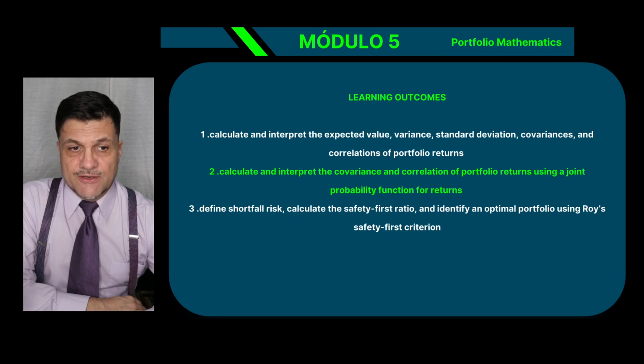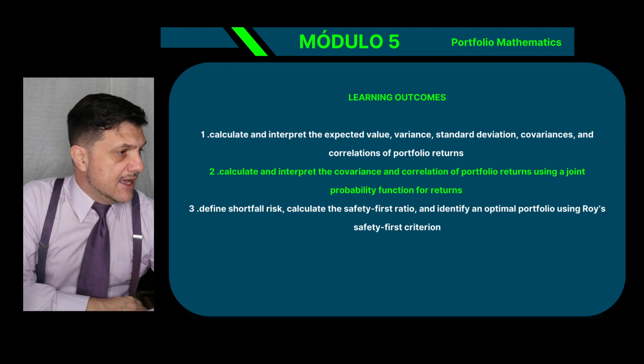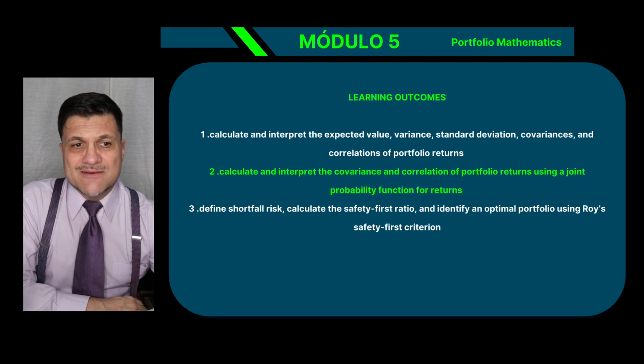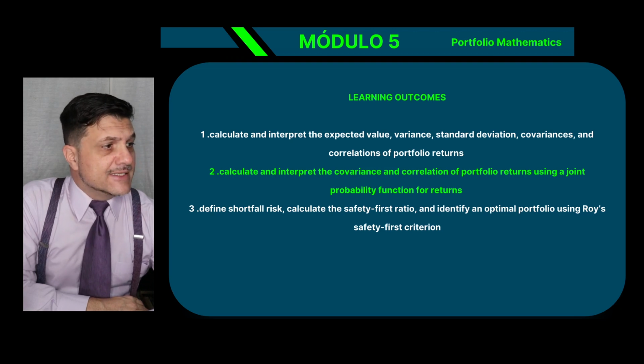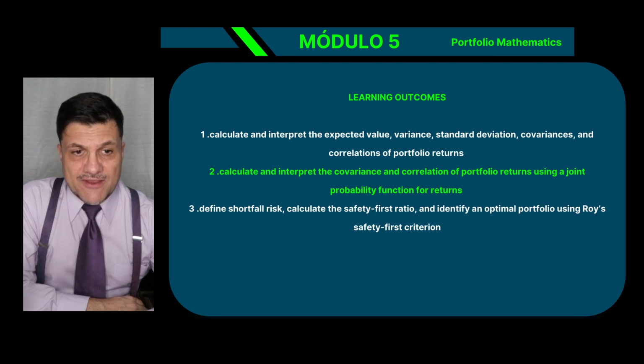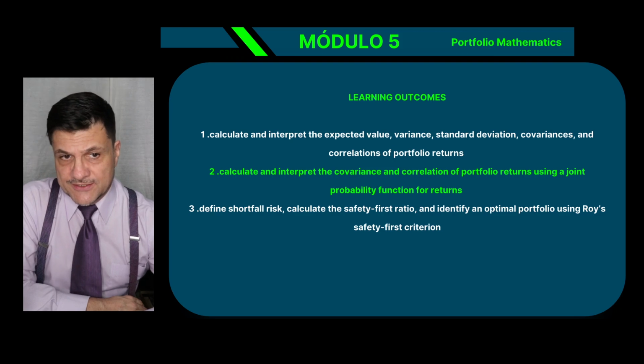All right, friends, there we go. So those are the learning outcomes on this module. You have: calculate and interpret the standard deviation, covariance, correlation, shortfall risk. What else do they call it here? Safety first risk. So let me summarize those learning outcomes for you. It's mentioning the standard deviation, the covariance, and the correlation of returns of a portfolio.